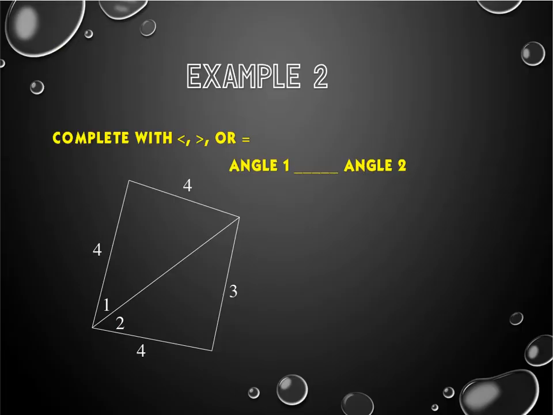Complete with a less than, greater than, or equal to sign. So we're comparing angle 1 to angle 2. We know that the side opposite of angle 1 is 4. And the side opposite of angle 2 is what? 3. So is 4 greater than, less than, or equal to 3? Greater than. So is angle 1 going to be greater than, less than, or equal to angle 2? Greater than.